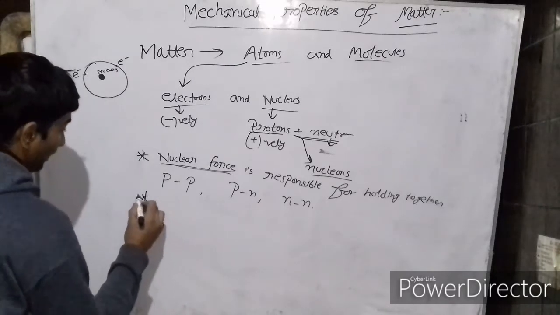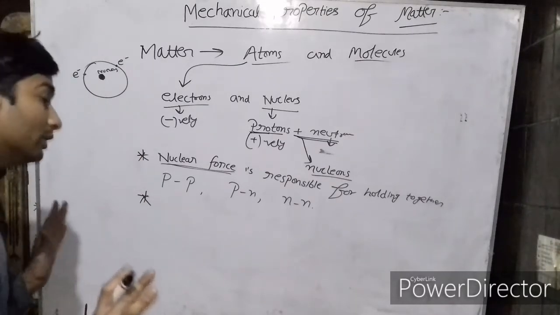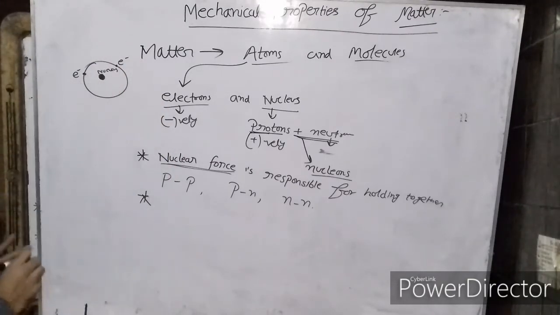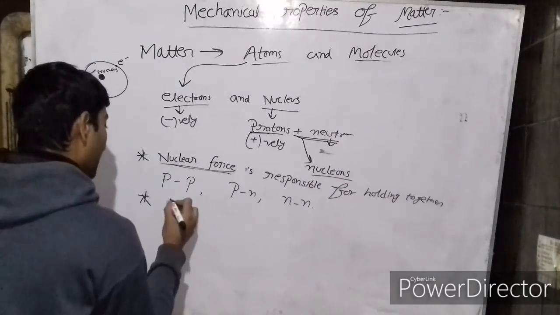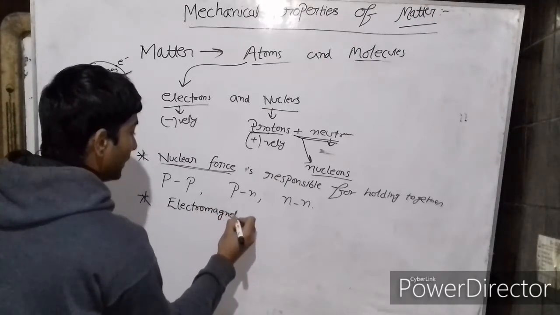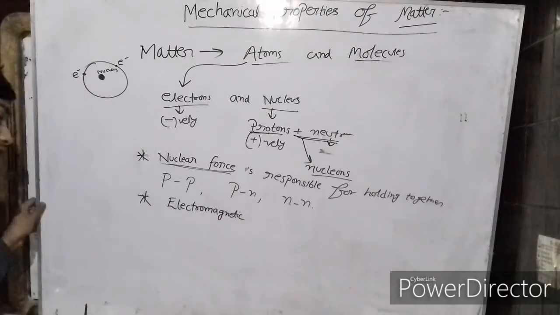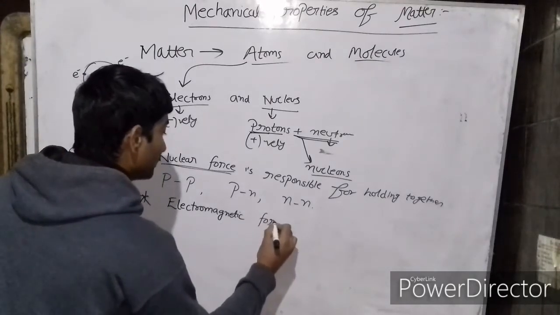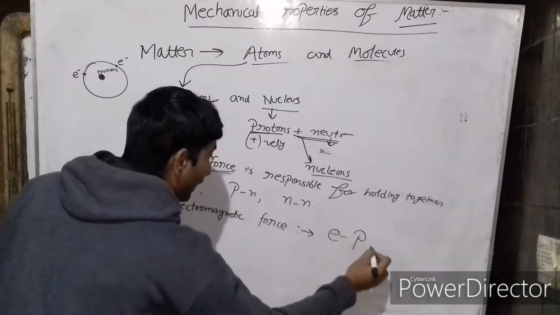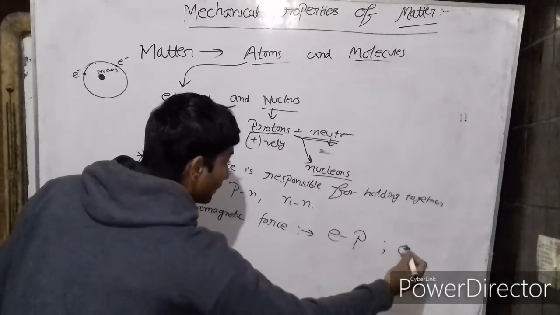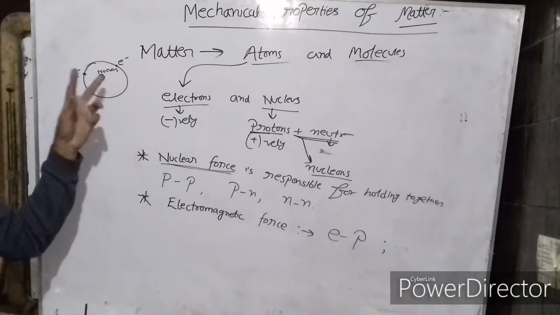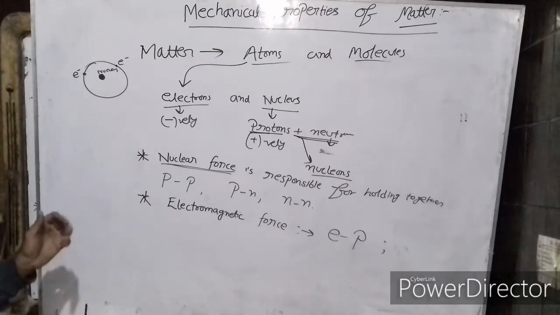Now the question arises: yes, the nucleus is stable, we know that, but how does an atom become stable due to the electrons and nucleus? That is the electromagnetic force, and you all know this: like charges repel each other, unlike charges attract each other. So electromagnetic force acts between electrons and protons. Electrons and protons attract each other, and they are responsible for the stability of atoms.